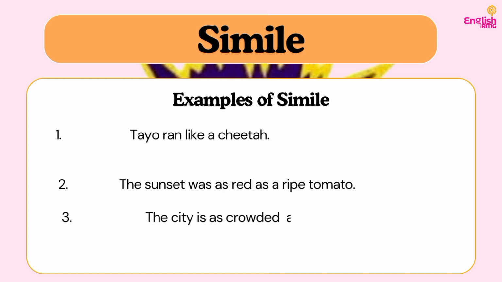Example 3. The city is as crowded as a sardine can. In fact, when you see this, then you must have imagined that, oh, the city must have been jam-packed, because we can't even say that a sardine can is crowded. The right word would have been jam-packed because they are always like 4 or 5 in a very small can. So you can imagine how crowded the city must have been.